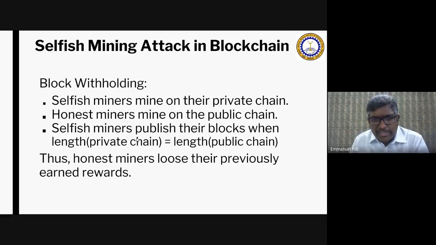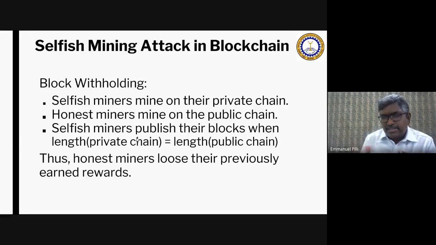They mine on their private chain, and the honest miners mine on the public chain, and the selfish miners publish their blocks when the length of the private chain is equal to the length of the public chain. So suddenly the selfish miners' blocks get approved, and the public chain gets disapproved. The honest miners, who have actually worked hard and solved the problems, do not get the reward, because the selfish miners have blocked their mines and have not published, they have kept it.